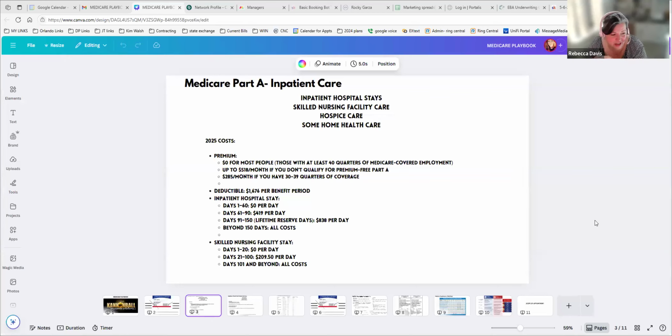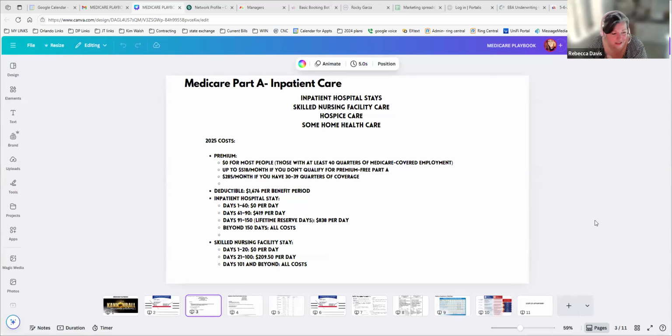Skilled nursing facility. First and foremost, I want to explain what skilled nursing is. This is not long-term care. By any means, this is not long-term care. The idea of skilled nursing is you're going into a facility where they're going to do therapy on you to get you back on your feet to send you home. The whole goal of skilled nursing is to go home, not to stay. If you're talking long-term care, that's a totally different product. That has nothing to do with Medicare.